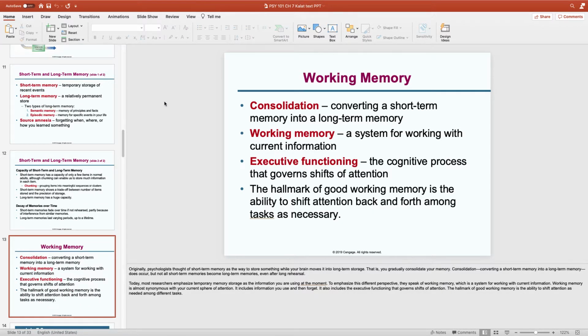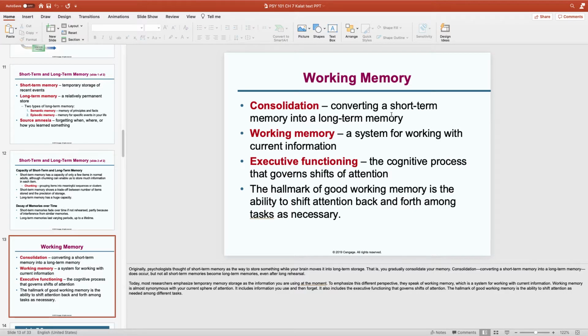Okay. Working memory is the part of the memory system that helps us take information from short term and get it into long term. Consolidation is just a term for converting. So you might want to remember the 2 C's. This is like a process. Consolidation helps to convert what's in our short term memory into our long term memory.